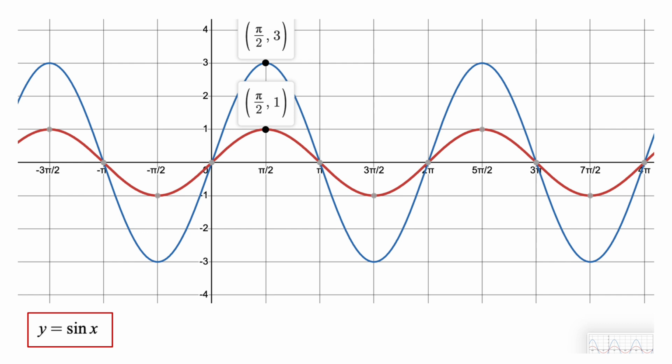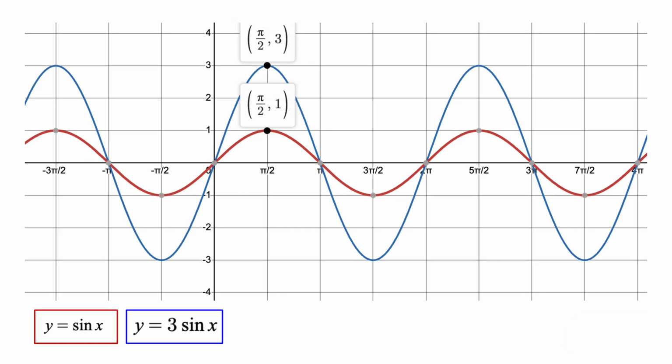For the sine curve, that stretching is called an amplitude. So the amplitude is going to be 3. So the blue function is y equals 3 times sine of x.